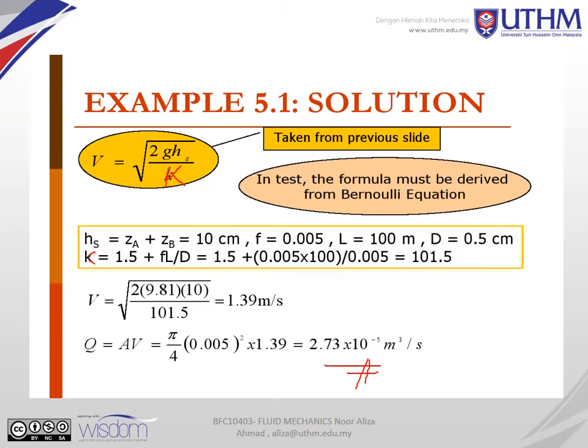Just put all the parameters in these questions. HS is ZA minus ZB, 10 cm. F 0.005. L 100. D 0.5 cm. K, from this one, K is 1.5 plus FL over D, equal to 1.5 plus. So you just calculate to get the K.